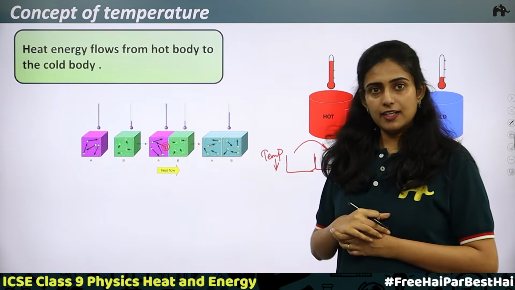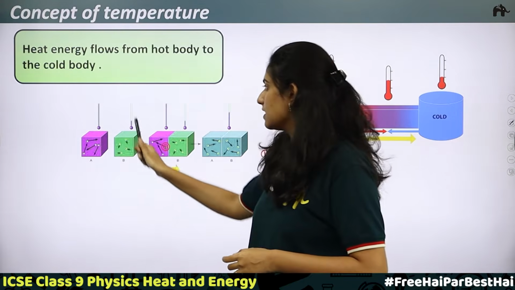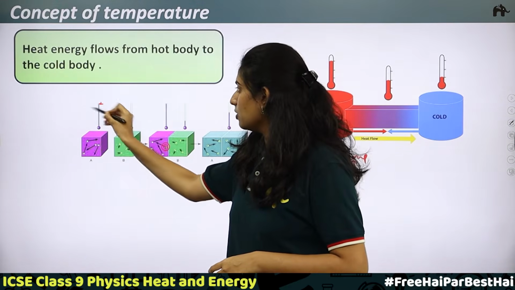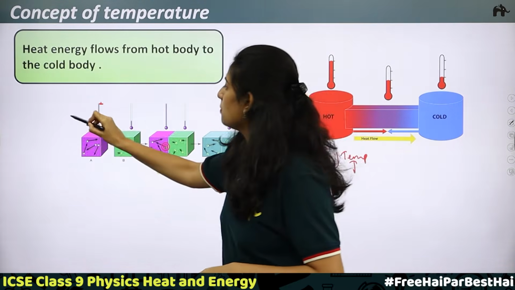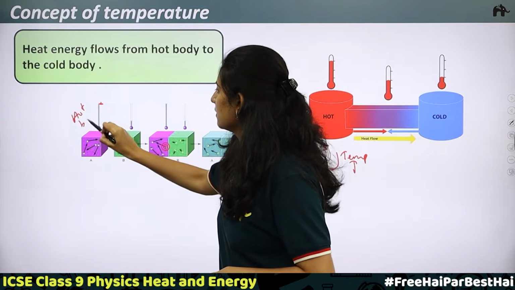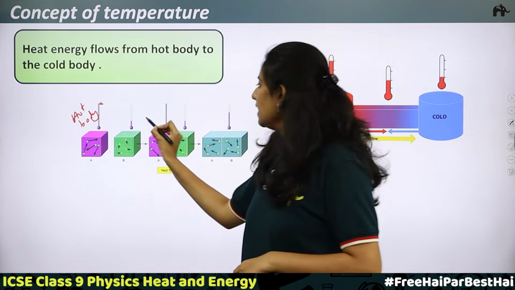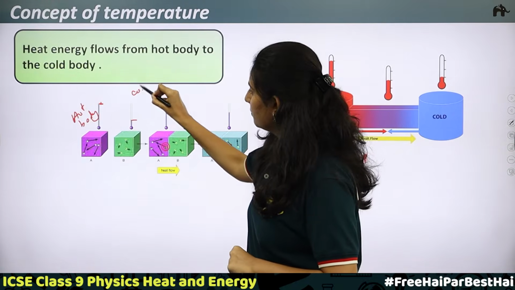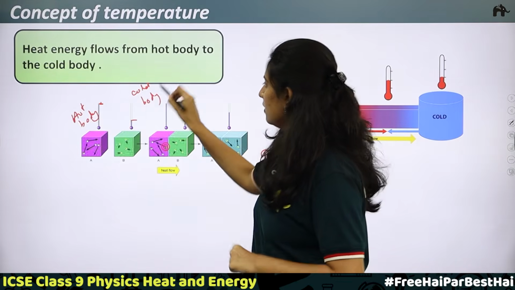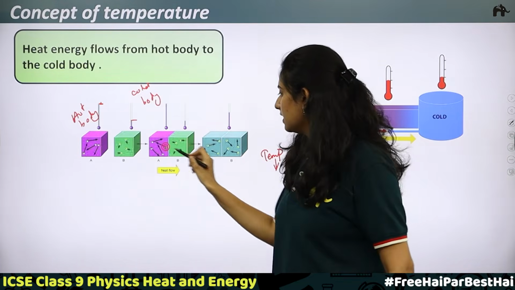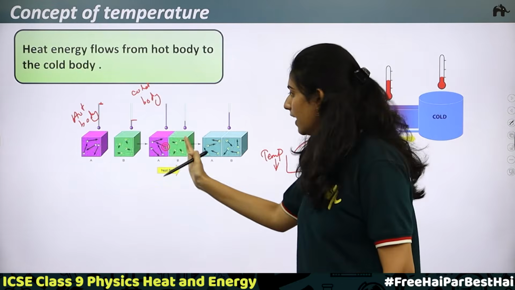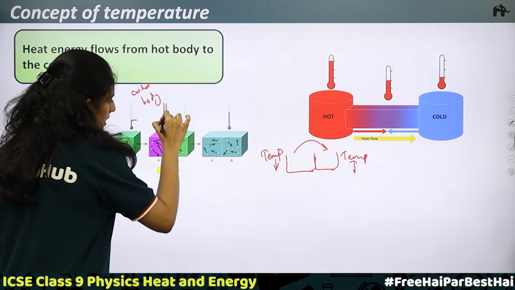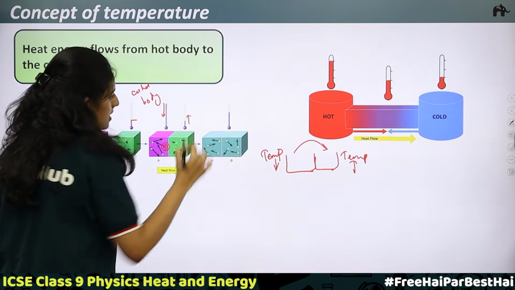Clear? So if you consider two bodies, this body is at a higher temperature. This is the thermometer mercury level. This is the hot body. Now the second body, here is the mercury level in the thermometer. This is the cold body. When they are kept close, what is happening? There is a heat flow. Till when does the heat flow? When heat flows, this thermometer level decreases and here it starts increasing.